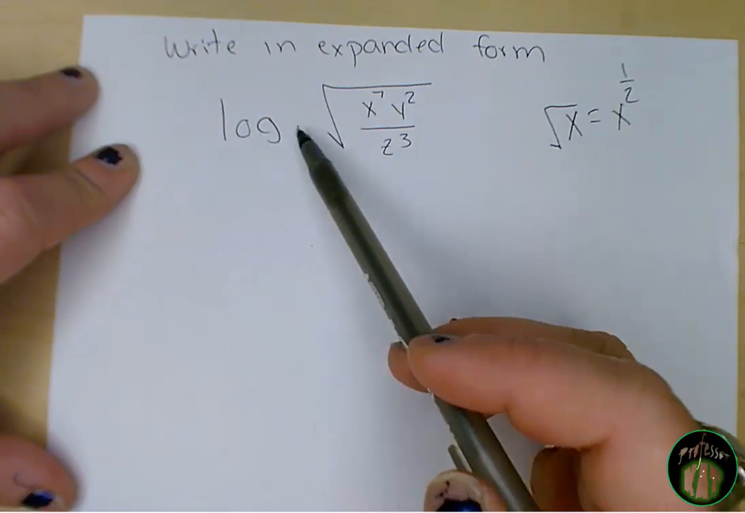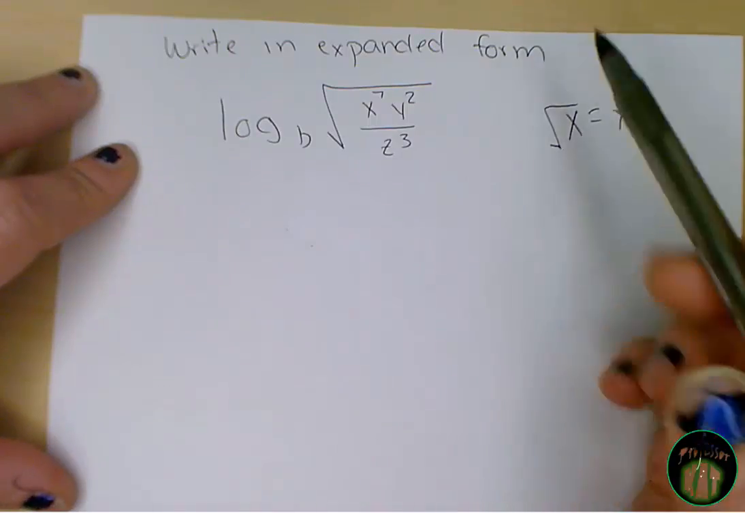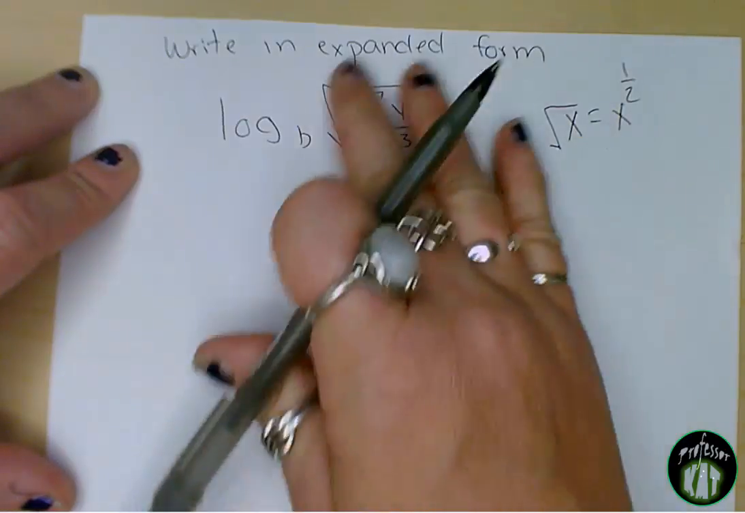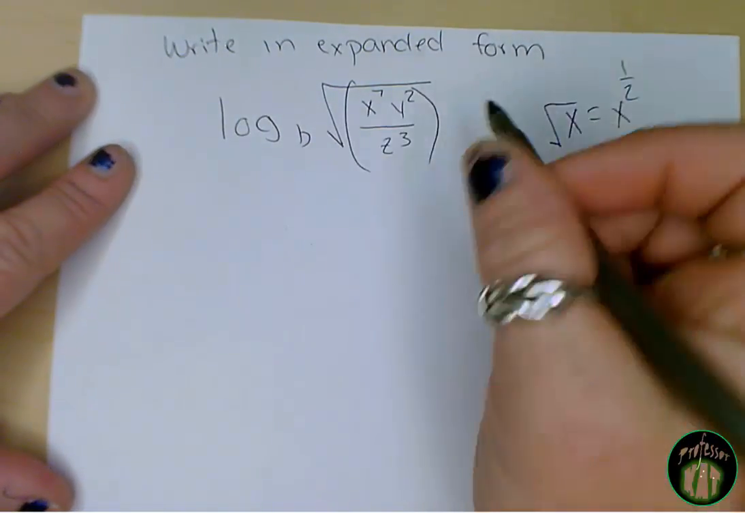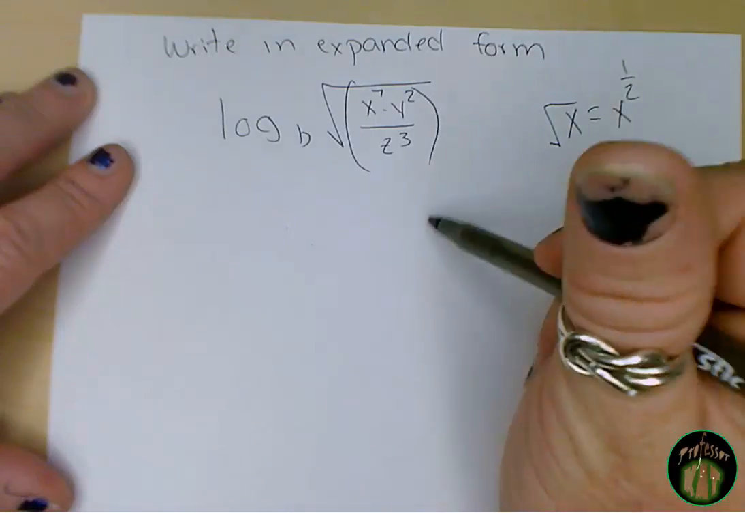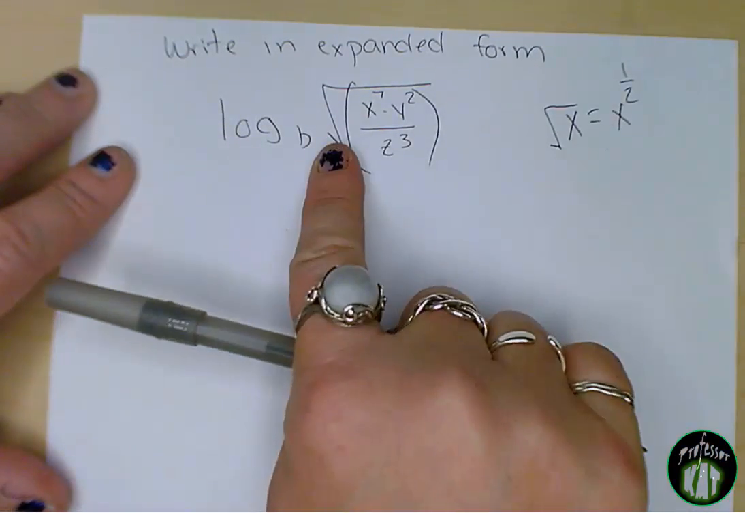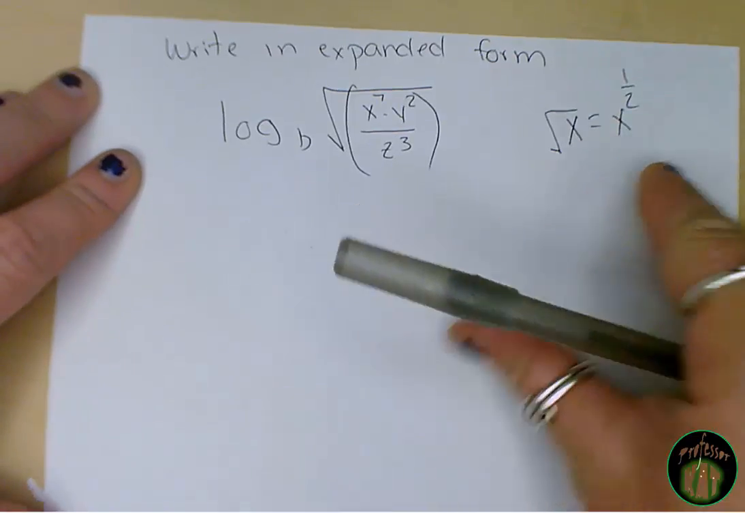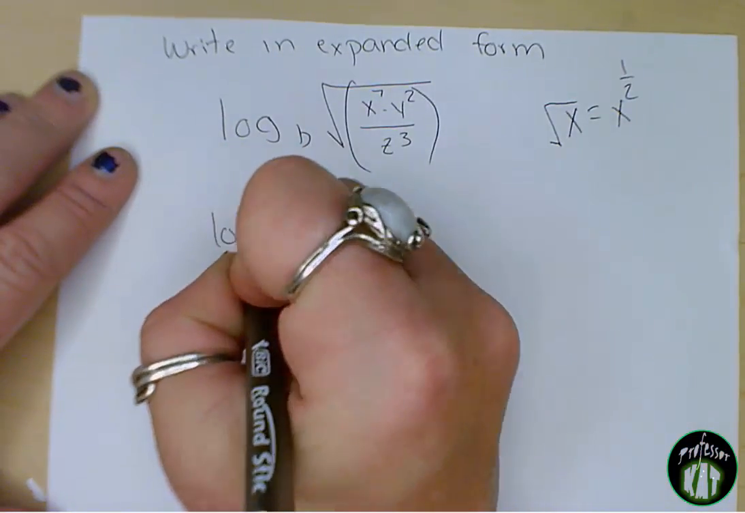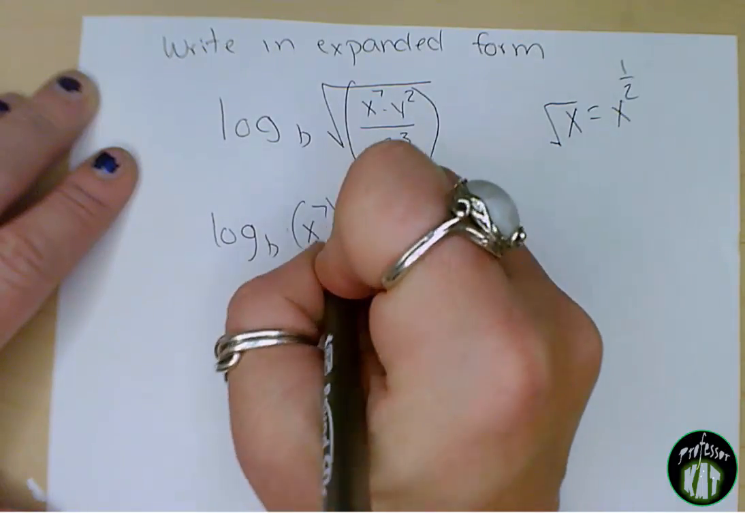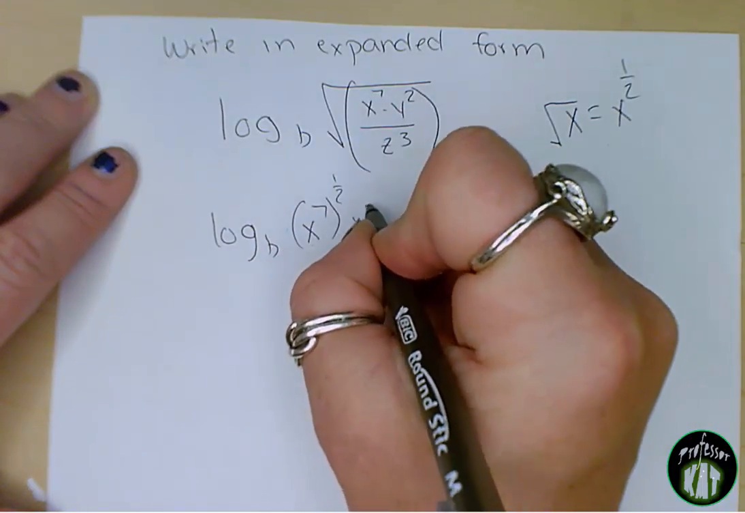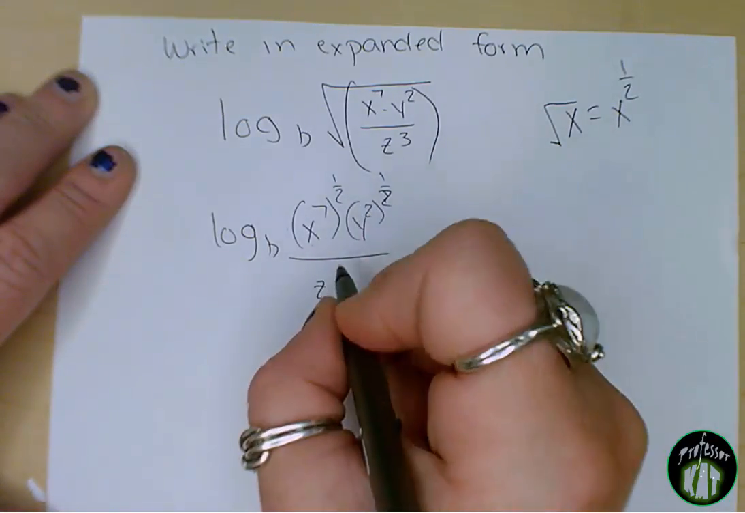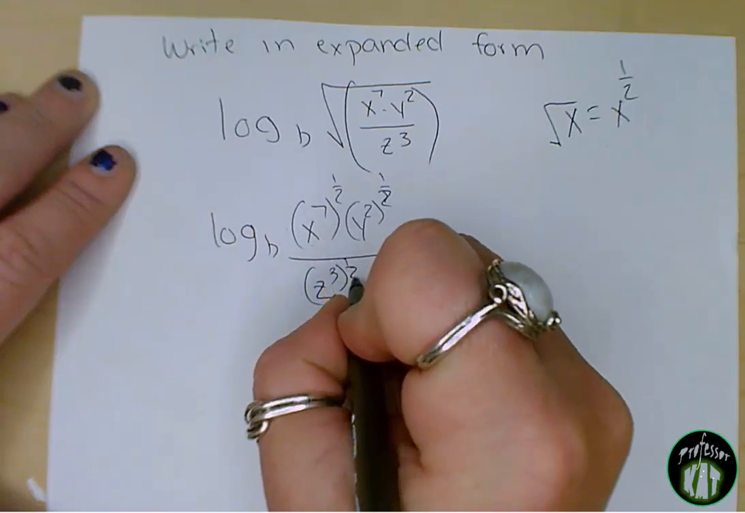That is important because we have log base b of the square root of all of this here. So this square root applies to all of these factors inside here. Since a square root is the same thing as raising to the 1/2 power, we need to take everything we have and raise it to the 1/2 power, just like that.